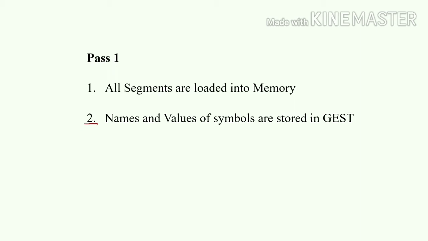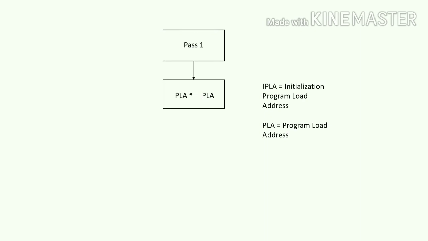Now let's take a look at the complete functioning of Pass 1 with the help of a flowchart. As I said, the operation of Pass 1 is to allocate memory to each segment. So firstly, we will have to mention some starting memory address. Here we have specified the memory address IPLA and stored it in a temporary variable PLA. After this, we will start reading the cards.